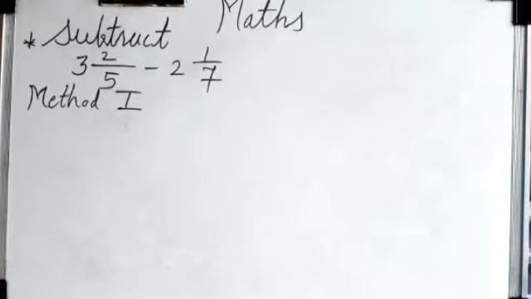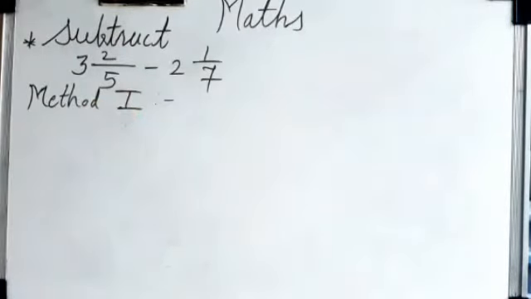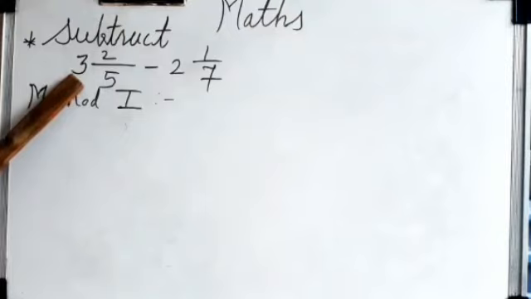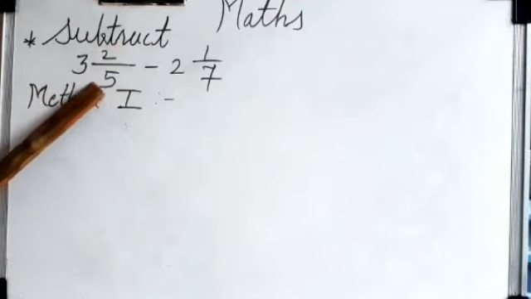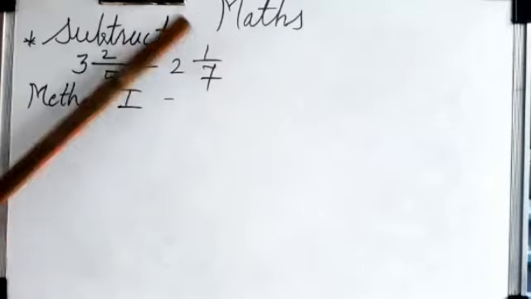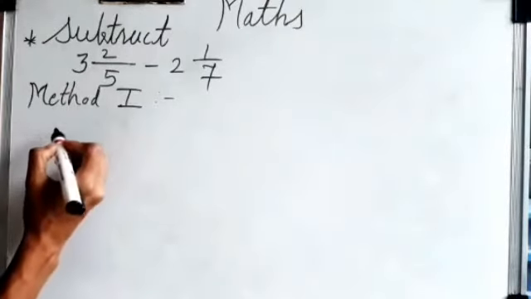So see here. Now in method 1, what you have to do, I had told you for a mixed number there are two parts. This first part is known as the integral part and this is the fractional part. Here this is the integral part and this is the fractional part. So now in method 1 what we have to do? We have to take the separation of the integral part.